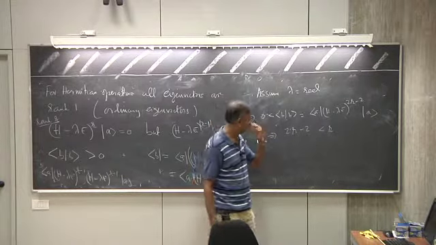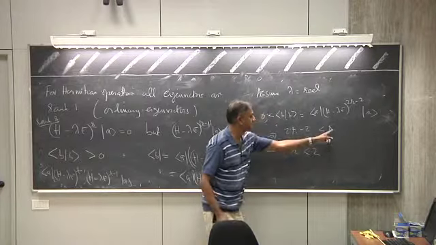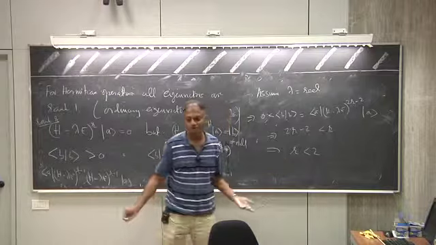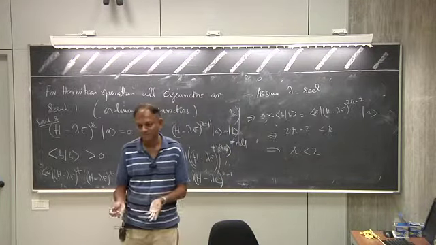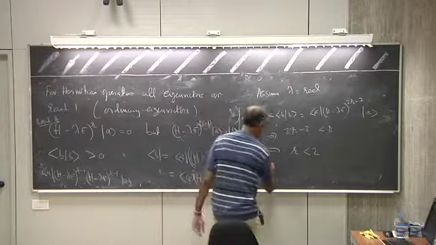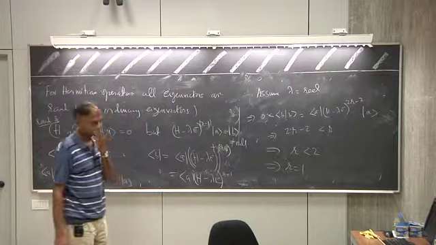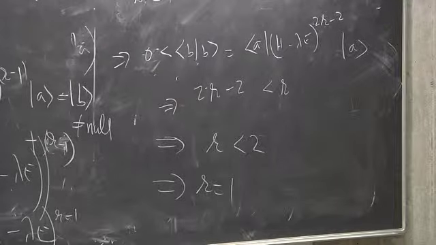So this implies that r is strictly less than 2, because you take the minus 2 to the other side. So the only possibility is r equal to 1, because r is some positive number, and this implies r is 1.